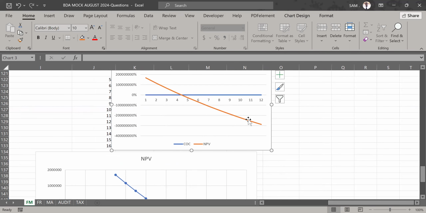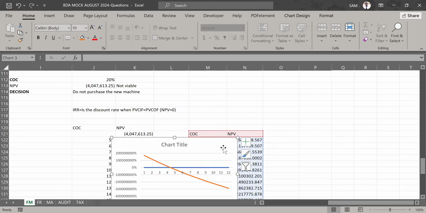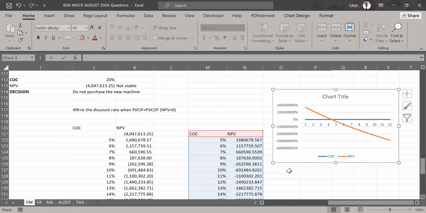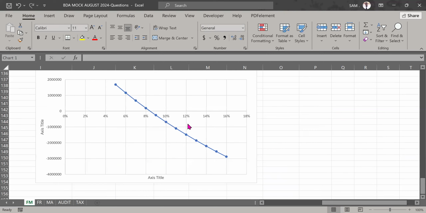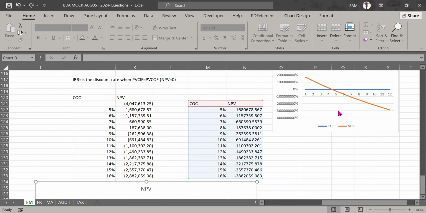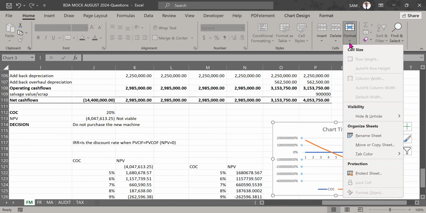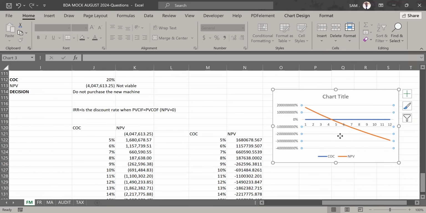So if I put side by side the line graph and the scatter, let me see, it is interfering. It's not dragging very well. Okay, good. So you can see this was a scatter one, and this one now is a line graph. You can pinpoint and see at what point it is crossing the NPV line where NPV is 0.